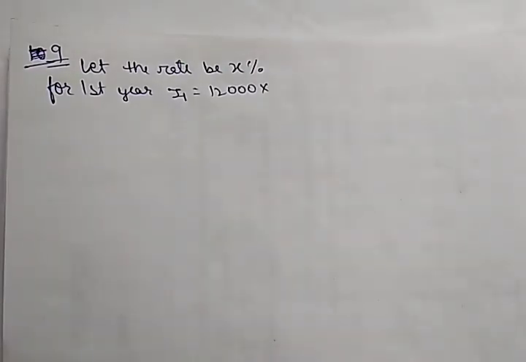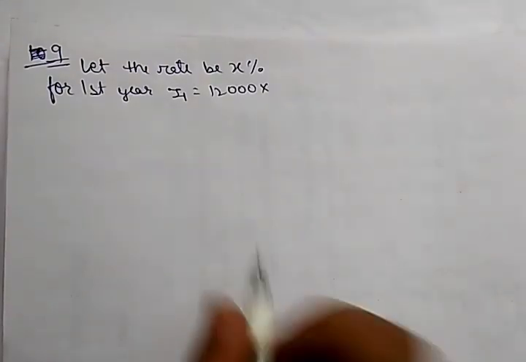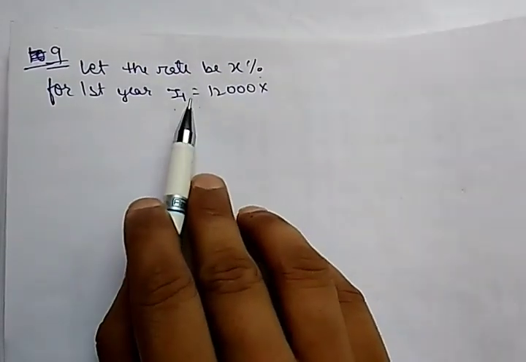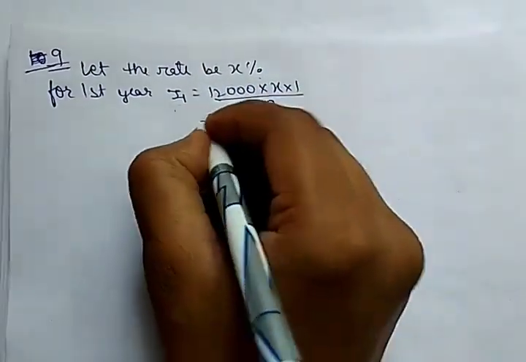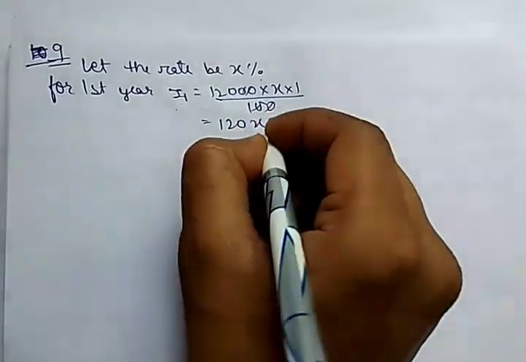After a year, he paid back rupees 4,000. If the compound interest for the second year is rupees 920, find the rate. So let the rate be x%. For the first year, the interest will be 12,000 into x into 1 by 100, that is equal to 120x.